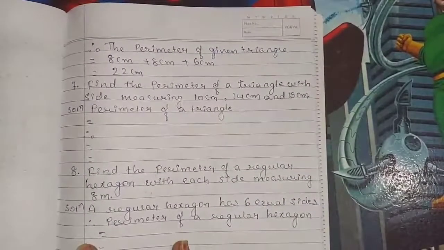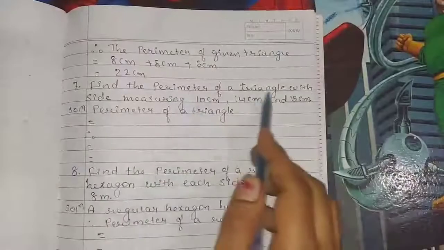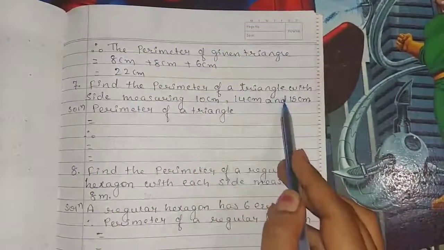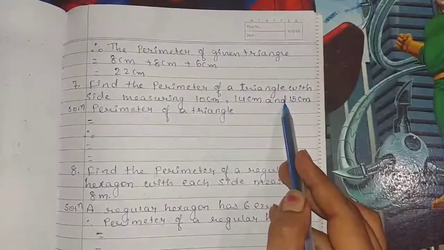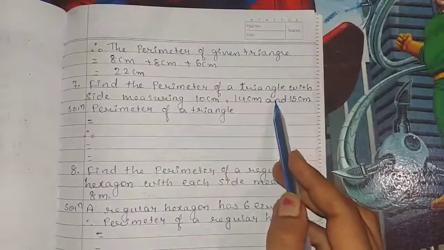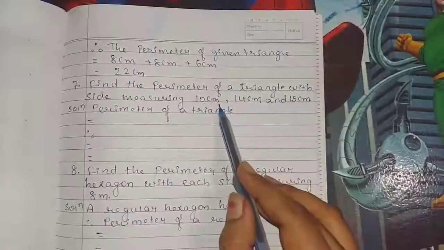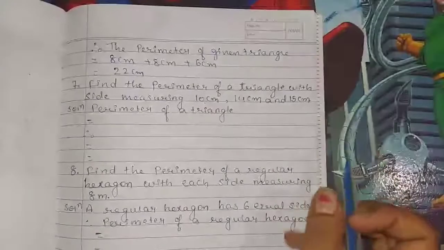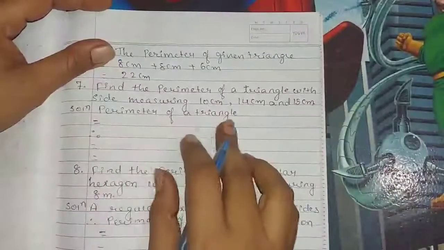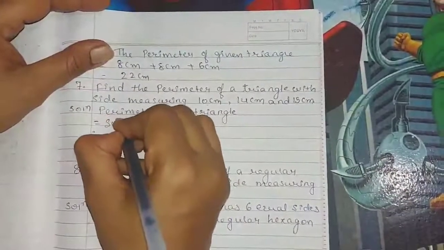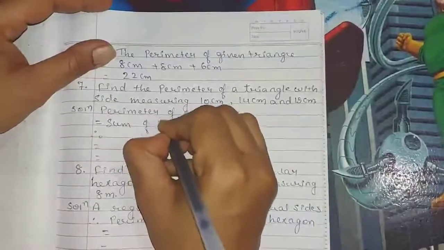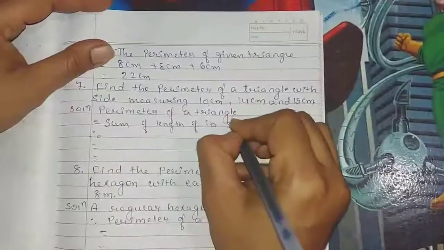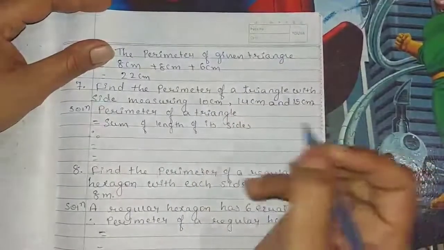Question number 7. Find the perimeter of a triangle with sides measuring 10 cm, 14 cm and 15 cm. Now students, here we have to find the perimeter of a triangle. Here the three different sides of the triangle are given. So perimeter of a triangle equals the sum of the lengths of its sides. Why? Because here all three sides are different.